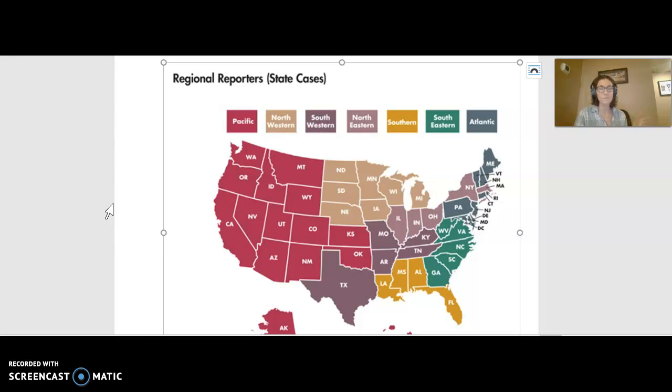Could you imagine, though, if there was one book for the entire country that published every single case from every single court? It would be massive. It would probably take up all of Middlesex. Maybe not that much, but it would take up a lot of space. And so West said, let's group some states together. And that's what they did here.